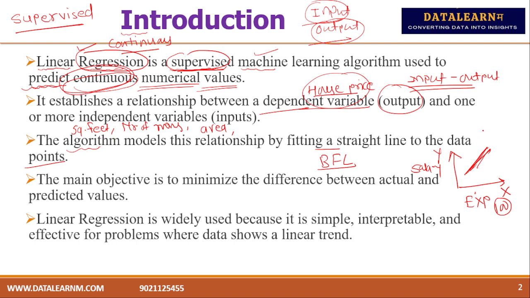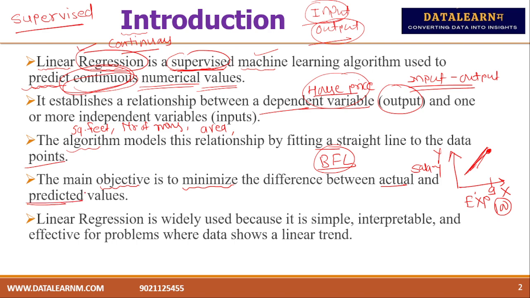And if I'm asking for a new experience, suppose for a 9-year experience, what is the salary? That should be along that line somewhere. So we can find that out with the help of this best fitted line, and it should have some relationship between input and output. So what is the main objective here? The main objective is to minimize the difference between the actual value and predicted value.